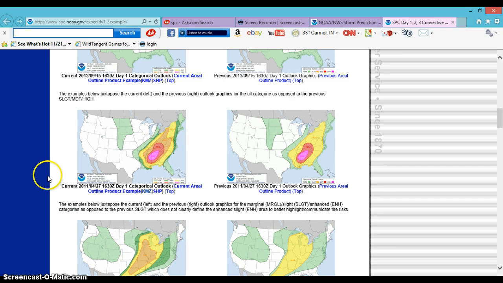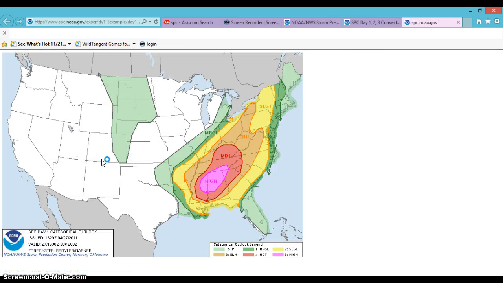Well, now let's take a look at this. This is what that outlook would look like today with these new outlooks. And you could see, instead of just the slight, the moderate, and high, we would also have the marginal risk, the slight risk, the enhanced risk, the moderate risk, and the high risk. So basically what you need to know is the changes that have been made is the addition of these two risk areas called marginal and enhanced.